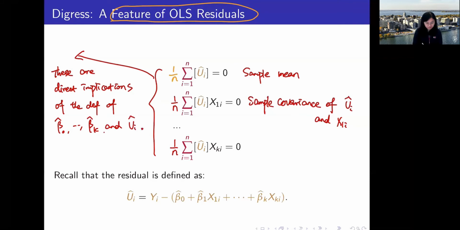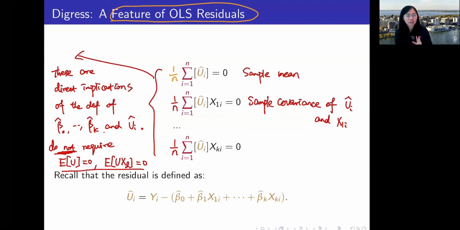And these do not imply and do not require, say, the random variable u, the error term, to satisfy mean zero, or E[u given x], or E[u times x] for any of the x to be zero. So this does not require the error term to satisfy any of these conditions.